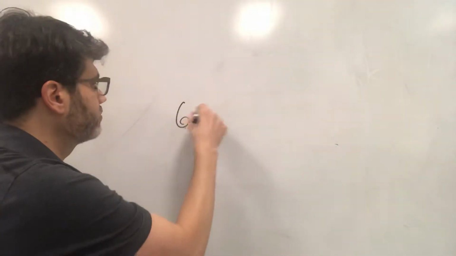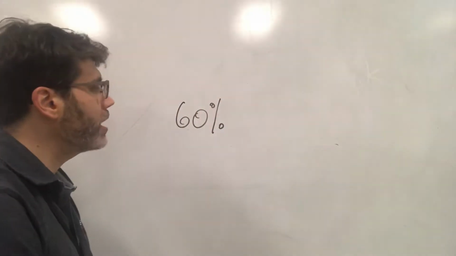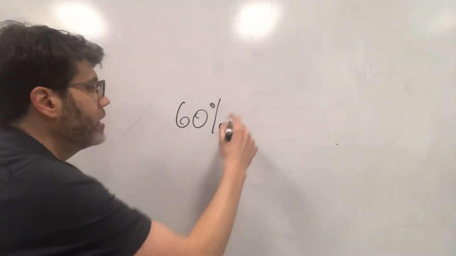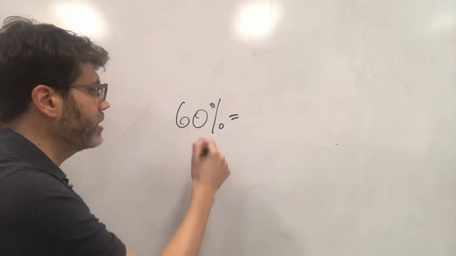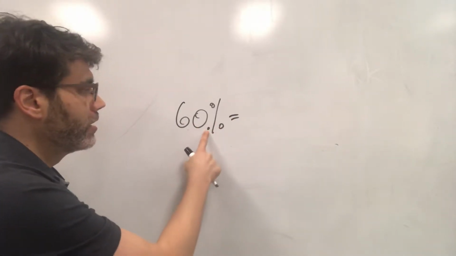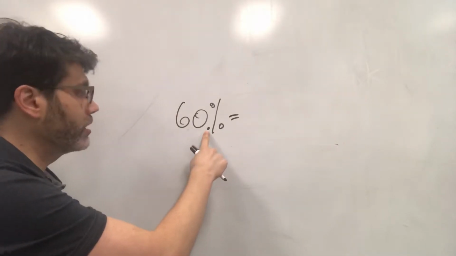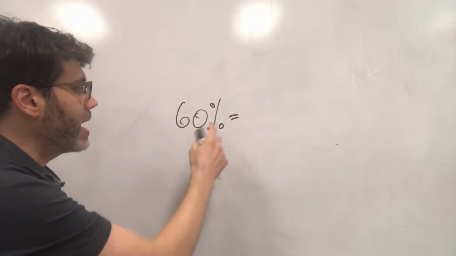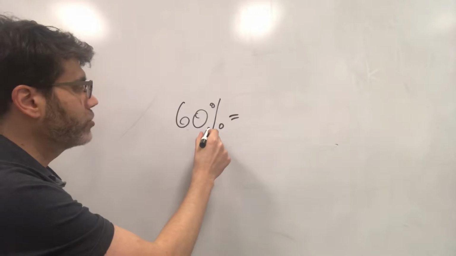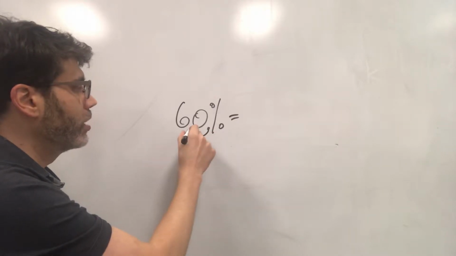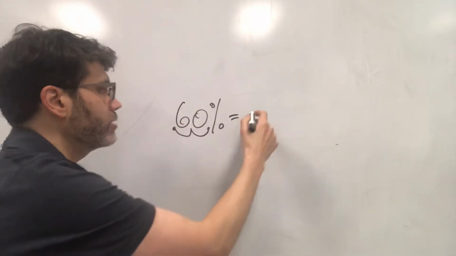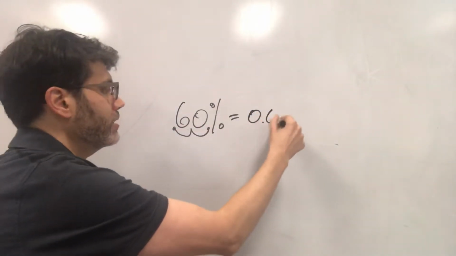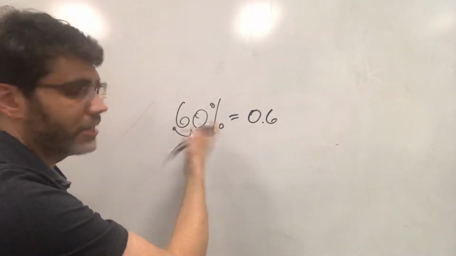Okay. 60%, so 60% looks like this, but when we're multiplying, we need to turn it into a decimal. The way that we turn percents into decimals is you take the hidden decimal point, which is always going to be right here, and we're going to move it to the left 2 spots. So that's how you turn a percentage into a decimal. So that's 0.6. 0.6 is the same thing as 60%.